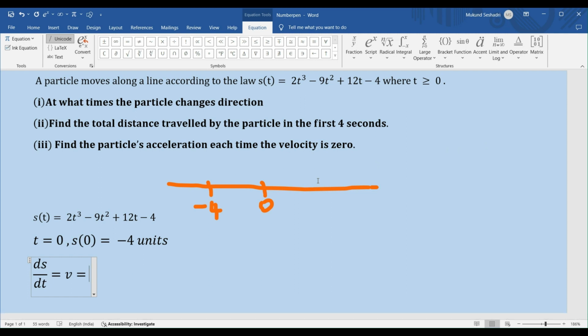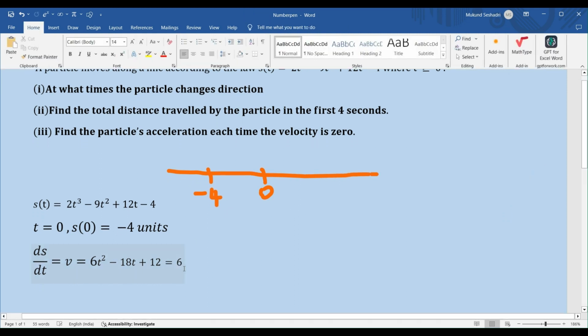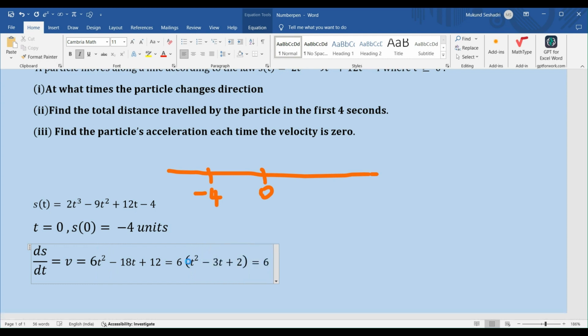So my s is 2t cubed minus 9t squared plus 12t minus 4. If I differentiate it on either side, I get ds by dt equals 6t squared minus 18t plus 12. I know that I can pull out the 6 because that seems to be a common factor for the entire equation. And I have my t squared minus 3t plus 2. And I know that I can further factorize this. T squared minus 3t plus 2 equals 6 times t minus 1 into t minus 2. I hope you folks are with me.